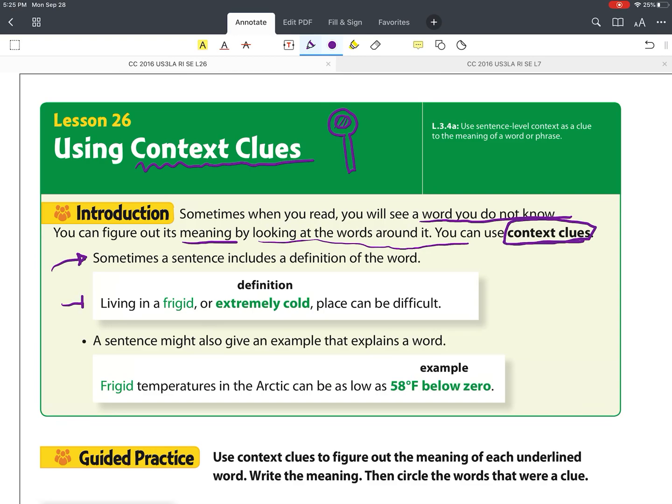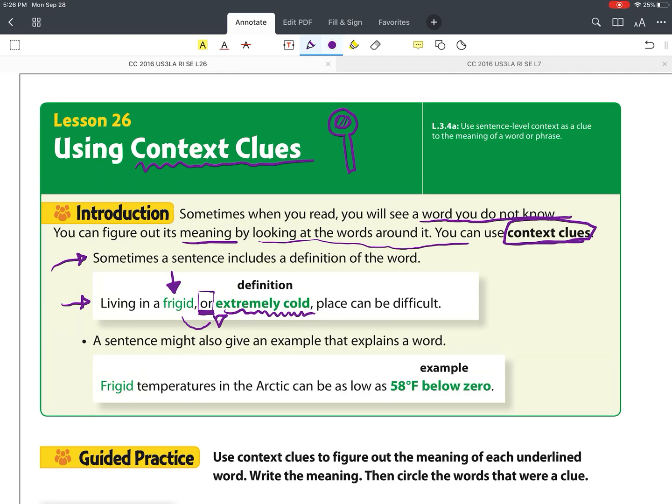So let's take a look at this sentence. Living in a frigid or extremely cold place can be difficult. Ooh, but what if I didn't know what this word meant? Frigid. Ugh. But wait, if I look right here, look at how it says or. It's giving me the definition. Frigid must mean extremely cold. Think about the word refrigerator. Frigid. Frigid means cold. Brr. Living in a frigid place can be difficult.